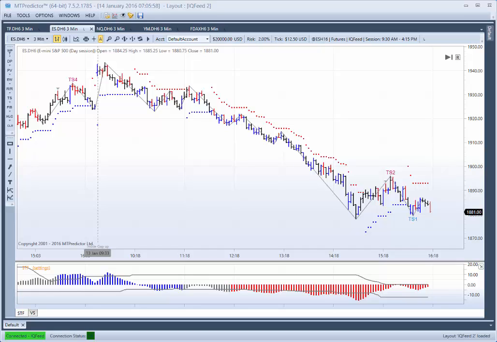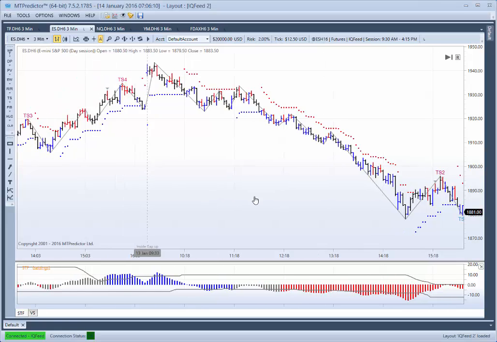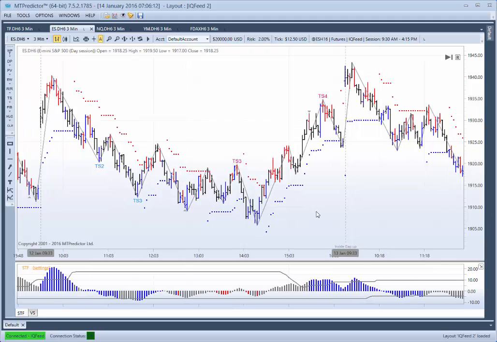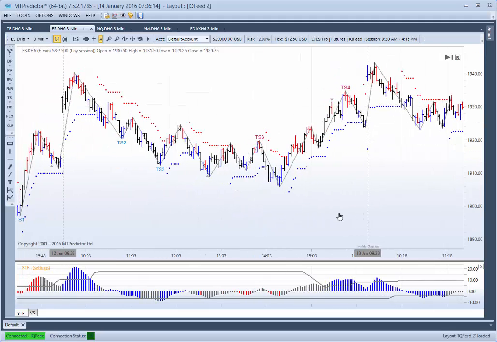In today's MTPredictor video, I'd like to look at how the market unfolded yesterday, which was the 13th of January. In particular the ES, as we had this sharp fall here, and to see whether we could have actually captured that fall. But before that, I want to go back to the previous day just to remind you all that any trading approach will have trading losses.